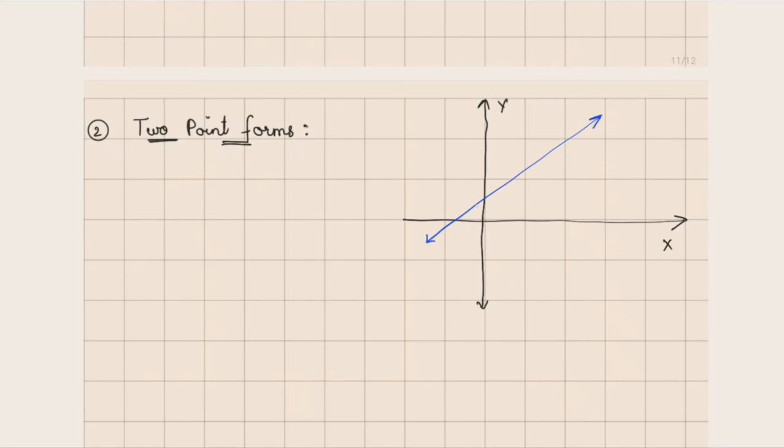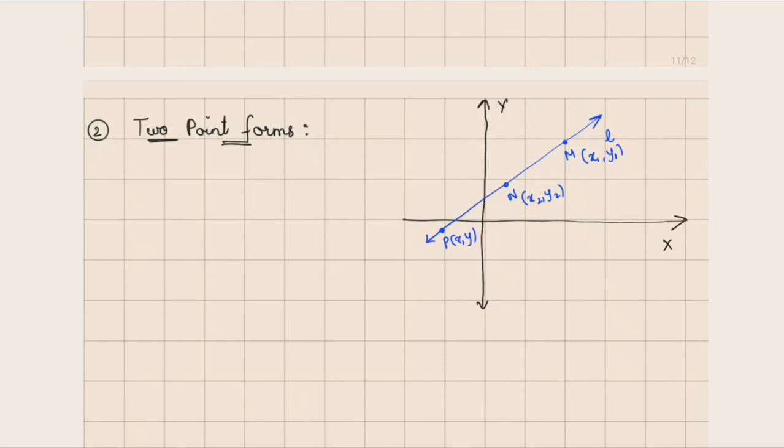This is line L. We know 2 points. Let's say this is some P. Let's say this is M, this is N. We know these 2 points, x1 comma y1, x2 comma y2. And take some random point P, x comma y, which represents all the other points. So we need to find the equation of the line.